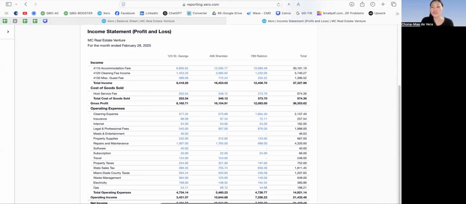Okay, so in 1 month's time, the St. George property has a net income of $3,431.57. For Sheridan, we have the biggest contributor for net income. It's around $10,644.68. And for the Ralston, it's $7,356.23. So as you can see, like what I've said, it's Sheridan that's earning better for this month.